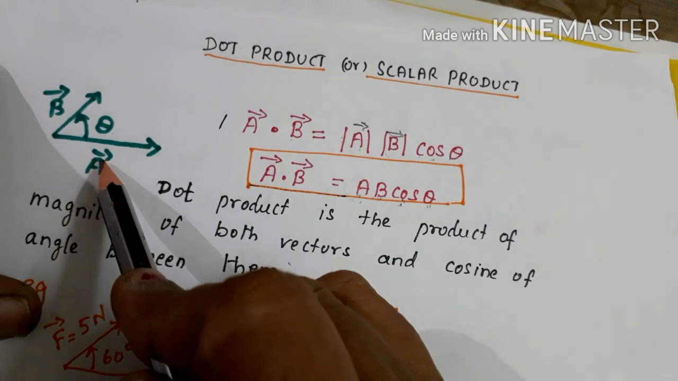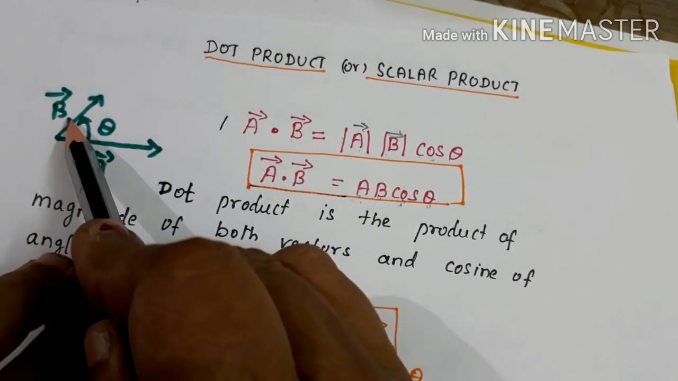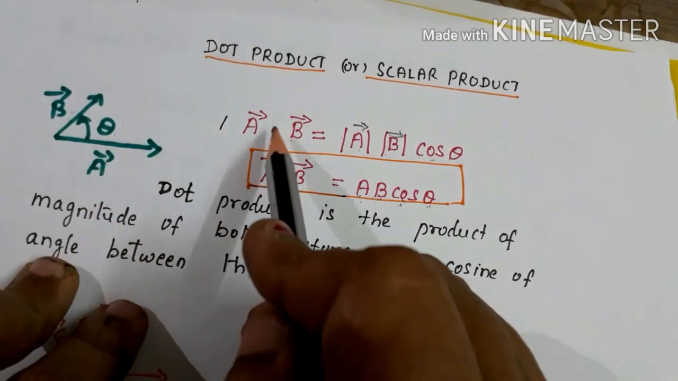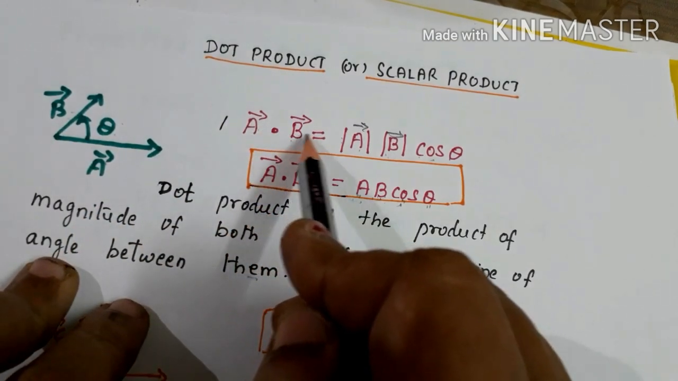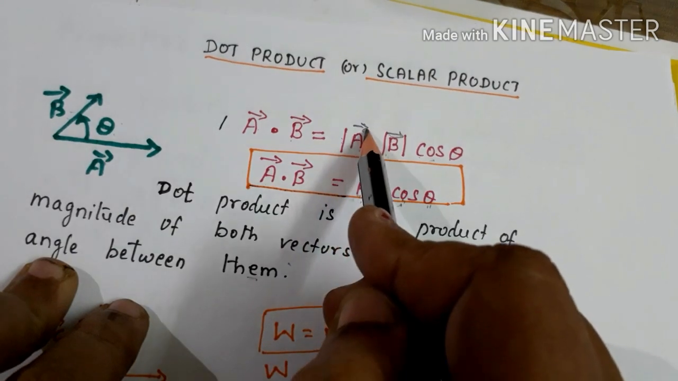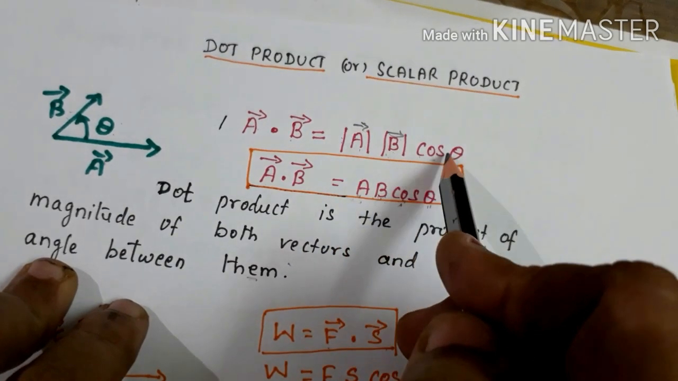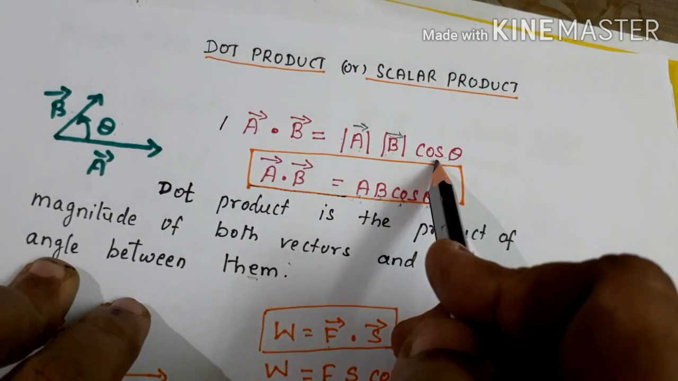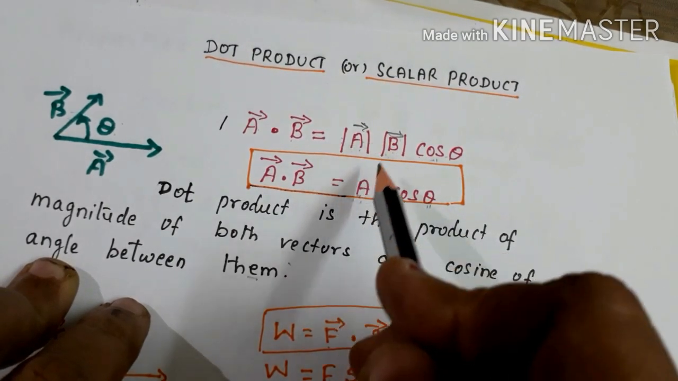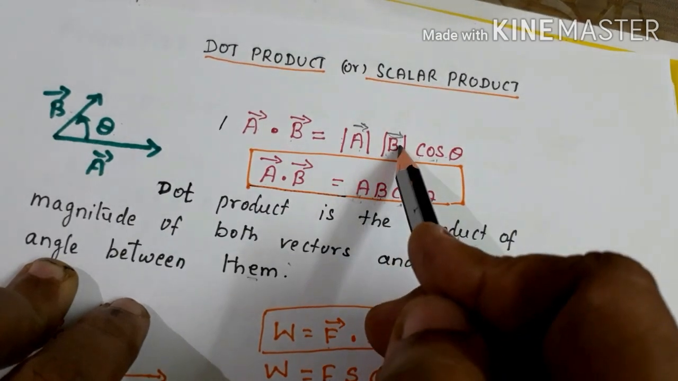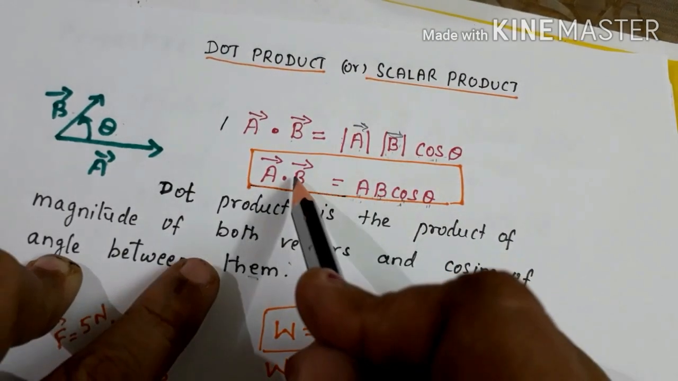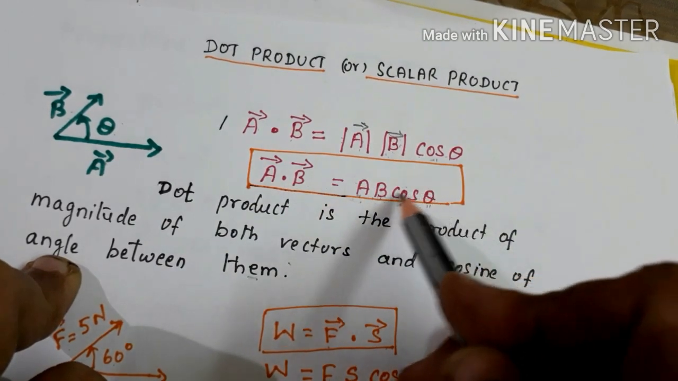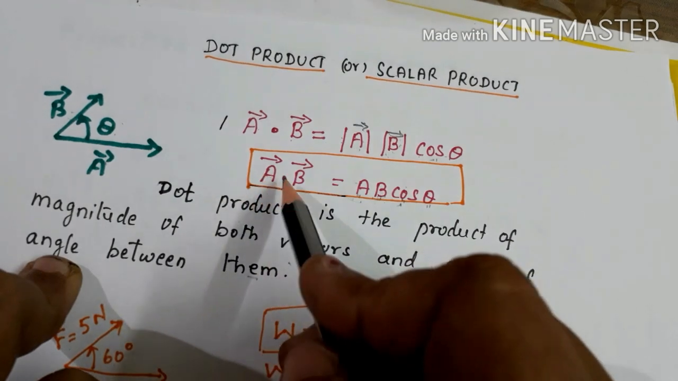Look at this diagram. A vector, b vector, a vector is acting at an angle theta with respect to b vector. So a vector dot b vector is equal to modulus of a vector, mod b vector, cos theta. This is the mathematical representation of dot product. This mod a can be written simply as a, mod b simply as b. So a vector dot b vector is equal to ab cos theta. Remember this formula.